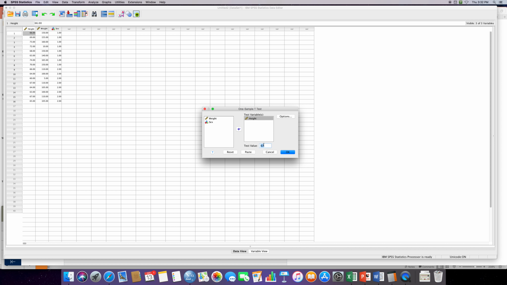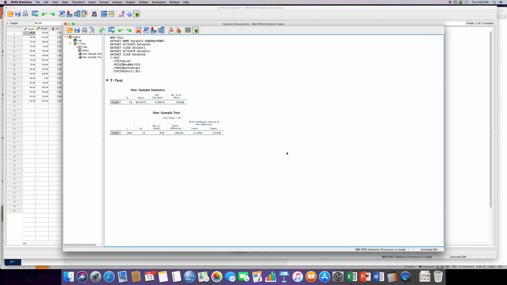I think yours was defaulted to 0, so put your test value in as 67, because again, we just pulled these 16 people from our sample. We pulled it from a population with a known mean of 67 inches. Then I press OK, and my little window should pop up. So I have 16 people again in my sample.